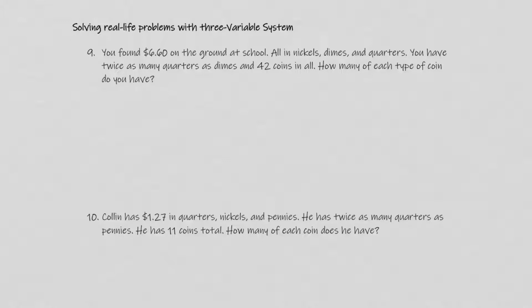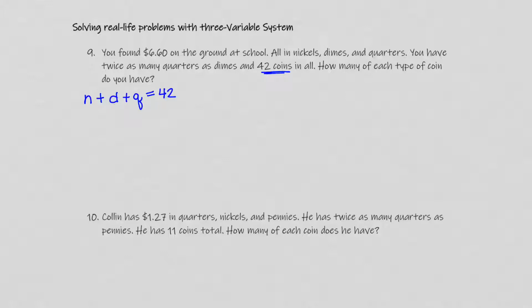So always read the problem first all the way through and then go back and pick it apart, okay? So I know I have nickels, dimes, and quarters. I have some number of each of those. Well, it tells me I have a total of 42 coins. So however many of each of those, they're all going to add up to 42. Then it tells me the total is going to equal $6.60.